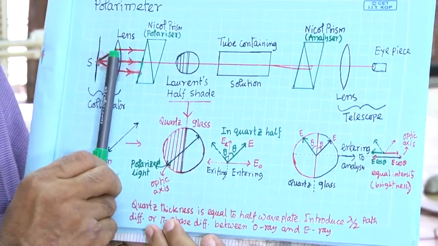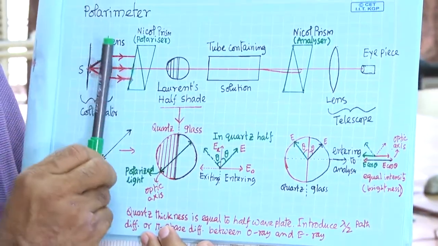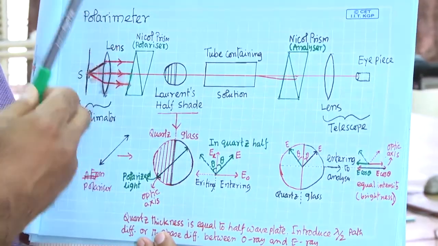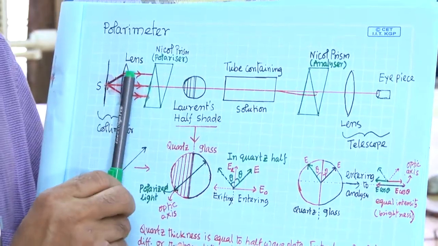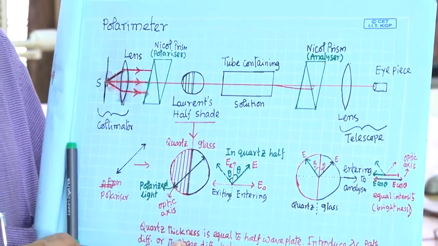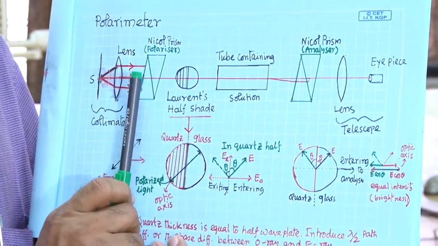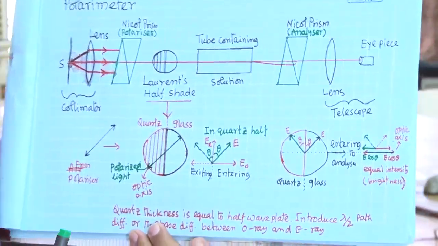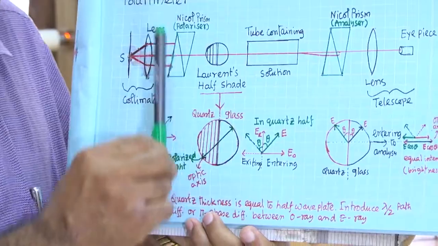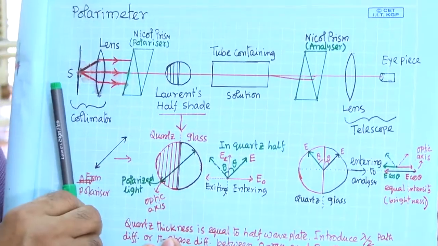Now, this light is unpolarized light, so we will take sodium light, which is nearly monochromatic. When it passes through this nickel prism, which is a polarizer, the light becomes plane polarized. That means the electric component will be in a particular direction.